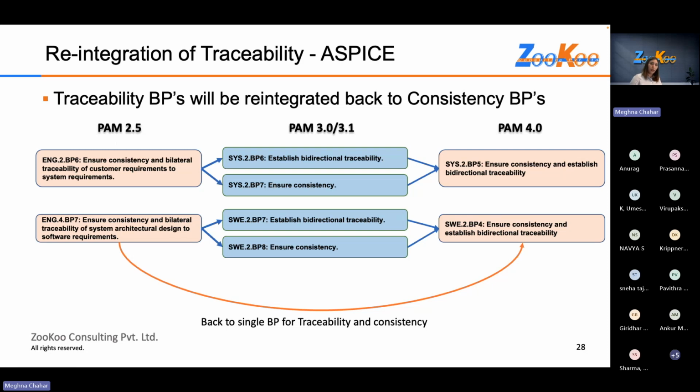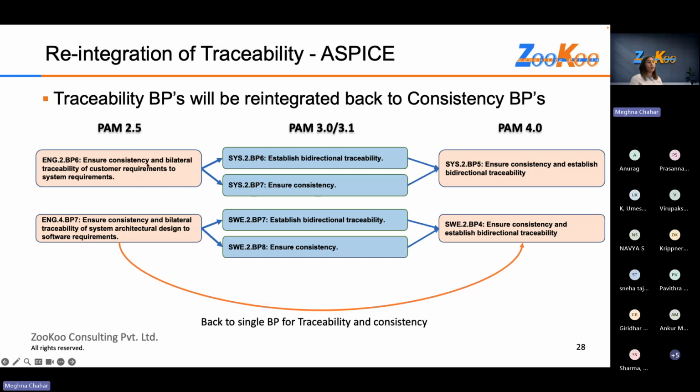There were no two different. But what was happening? People were misinterpreting this particular base practice. They were developing the traceability metrics. They were trying to have traceability, but the consistency part was getting missed out because the model was also new. People were new, organizations were new, they didn't know, or they just skipped this part.